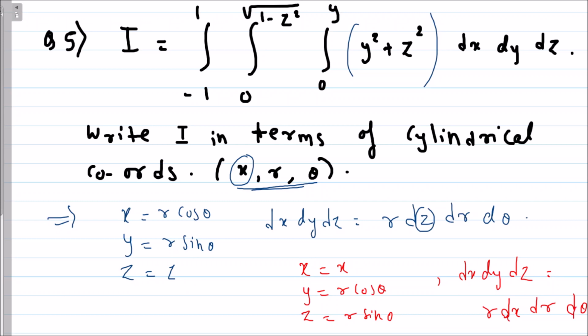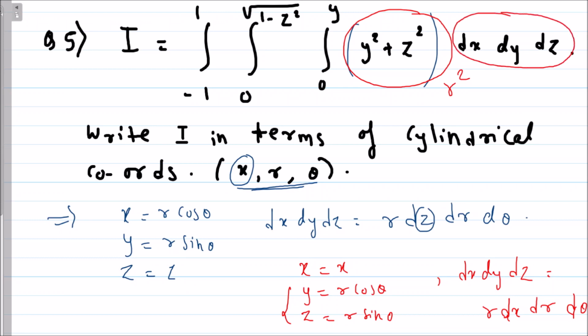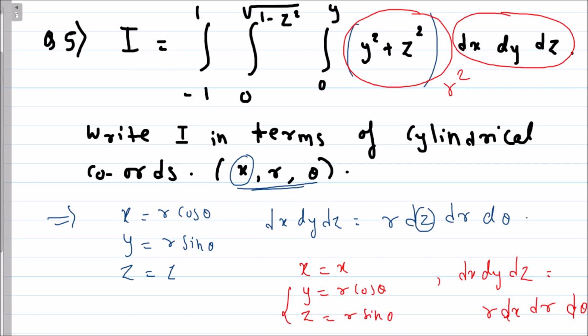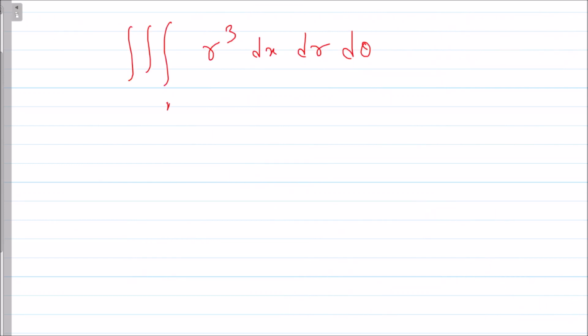Okay, now because of this relation, what will be this integrand? This integrand will be nothing but r square, and this term will be nothing but r dx dr d theta. So what do I have is r square into r, so equal integration of r cube dx dr d theta. Now what about x? x is 0 to y, so x limits are 0 to y. What is y? r cos theta.